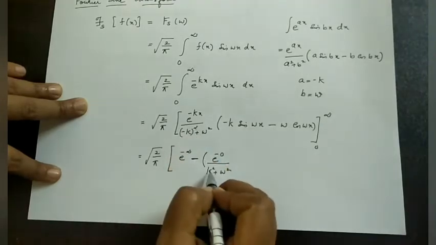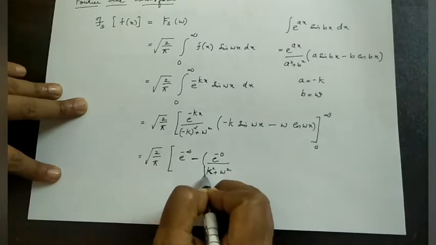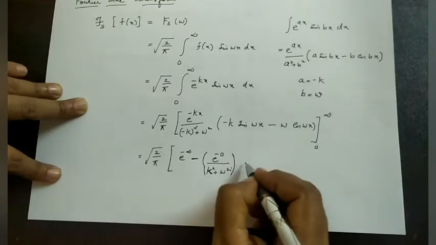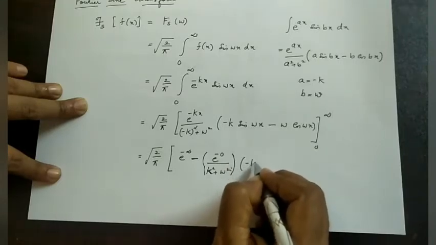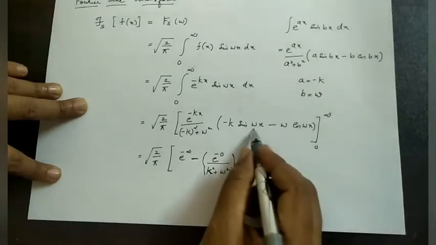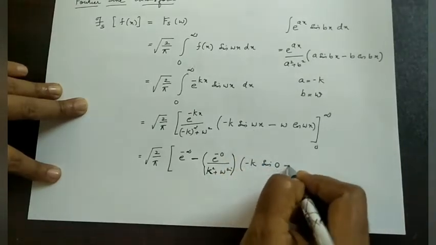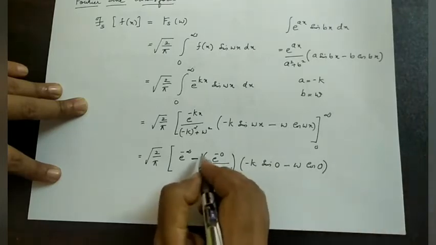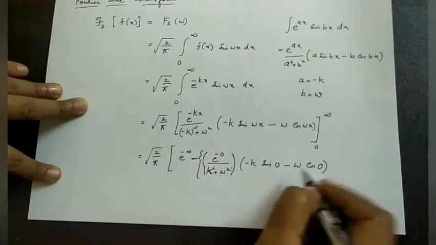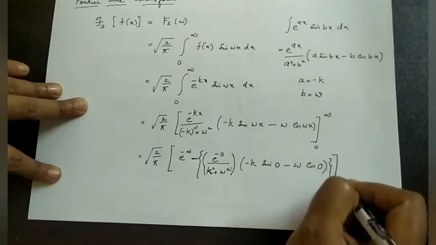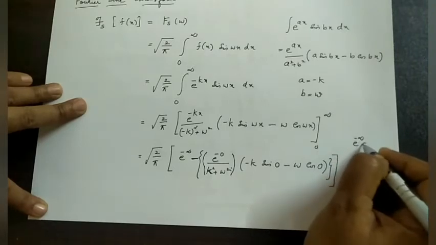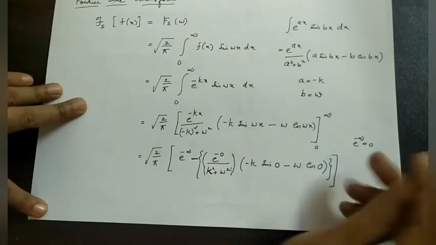that is minus k the whole square is k square plus omega square, into minus k sine omega into 0, that is sine 0, minus omega into cos omega into 0, that is cos 0. Okay. The minus sign is applicable for these two terms, so I am writing like this. Now e raised to minus infinity, that we already know it is 0. So the first term becomes equal to 0.